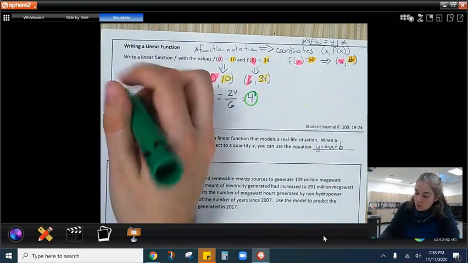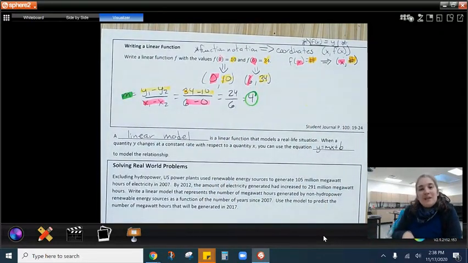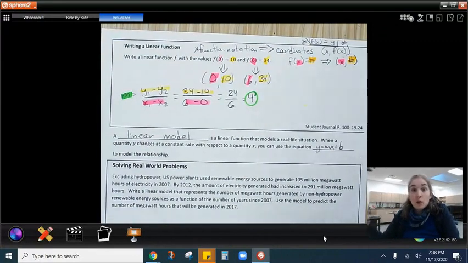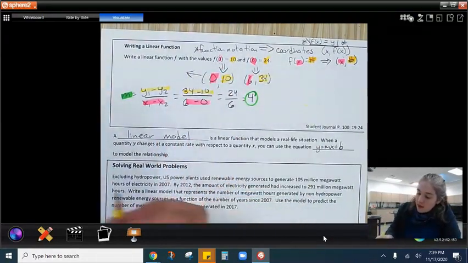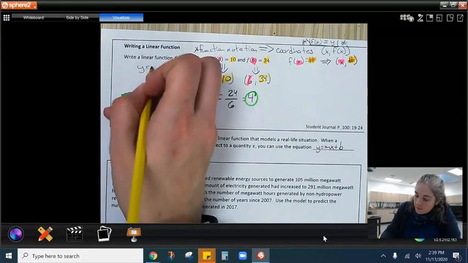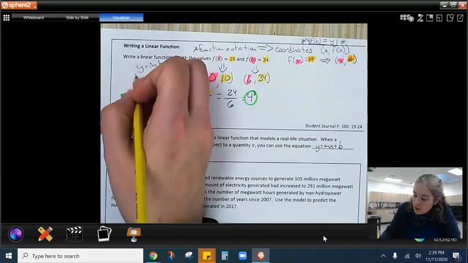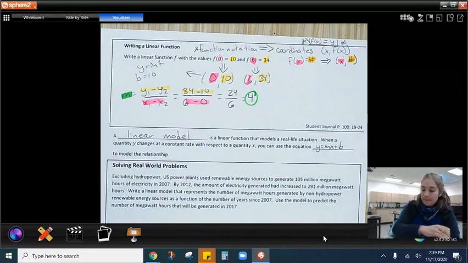Our slope is 4. Well, now we need our y-intercept. Wait a minute. The y-intercept has an x-coordinate of 0. Do we have that anywhere? Yes, we do. Right here. This is our y-intercept because the x-coordinate is 0. So that means b is equal to 10.